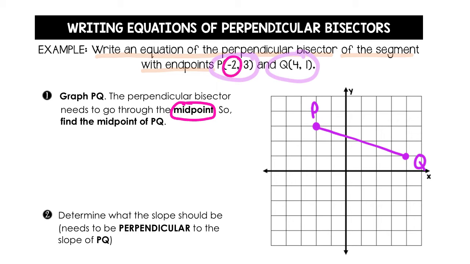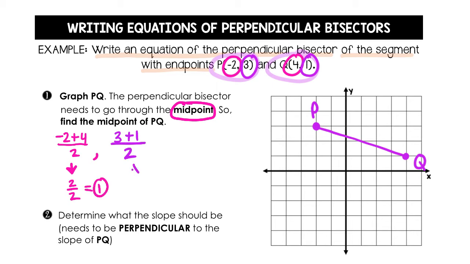We are going to add the x's and divide by 2. So -2 plus 4 divided by 2. And we're going to add the y's and divide by 2. I'm just writing it out for right now, and then we'll do the math. 3 plus 1 divided by 2. So we're finding the midpoint. Let's go ahead and simplify this a little bit. The x is going to turn into 2 divided by 2, which equals 1. And the y is going to turn into 4 divided by 2, which equals 2. So there we go. We have found the midpoint. I'm going to write it as an ordered pair. It would be 1, 2.